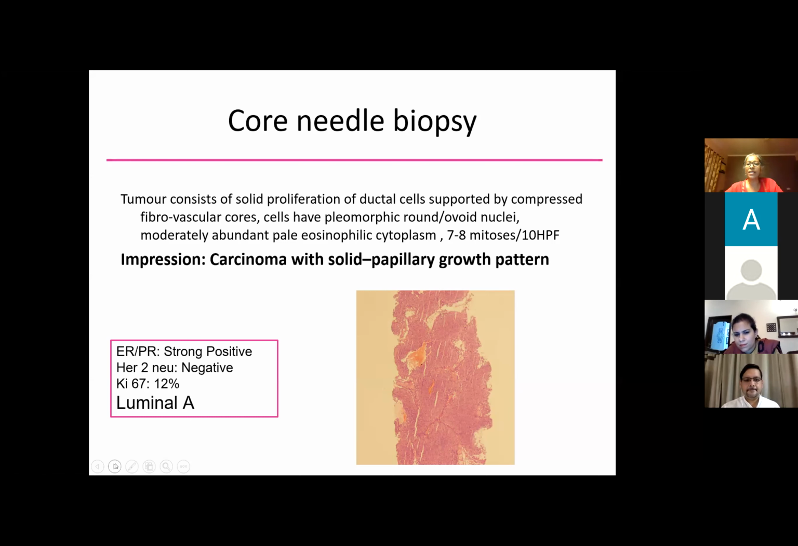So I'm now coming to the surgeons on the panel. I would like to ask Dr. Vedant, considering the imaging finding and the core needle biopsy report, what would you be thinking about? What would be your surgical plan, or what further do you need to do?